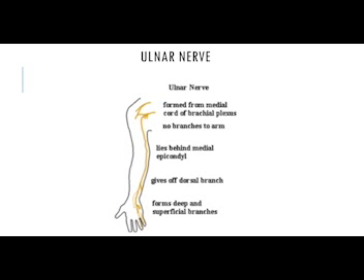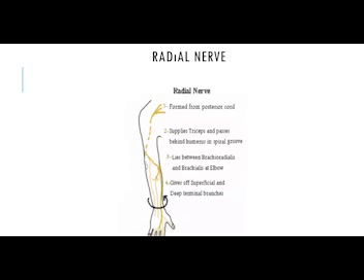Ulnar nerve. The dorsal branch provides sensation to the ulnar portion of the dorsum of the hand and small finger, and also part of the ring finger. And the radial nerve, innervating the wrist extensors. At the elbow, motor branches innervate the brachioradialis and extensor carpi radialis longus muscles.